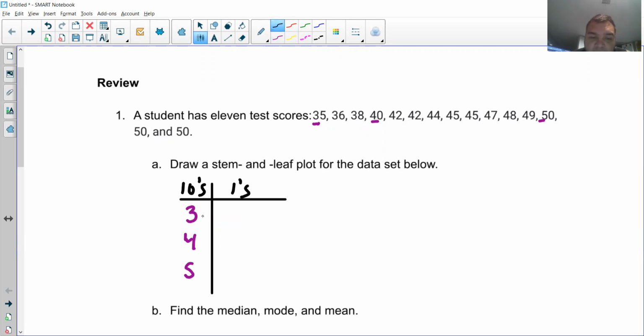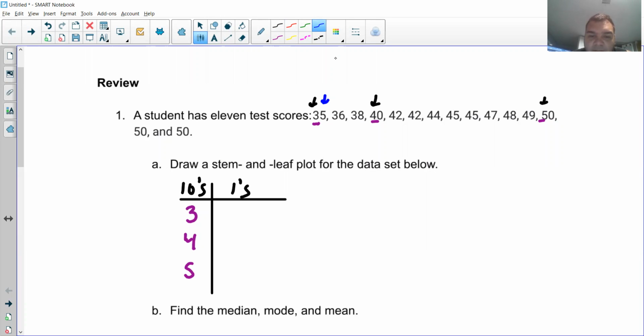Either way, I'm going to put in my tens place all the tens I see. So I see a 30, I see a 40, and I see a 50. I don't see any other ones, so I'm not going to put any other ones. After I do that, I'm going to place the ones in order. Now the data here is in order, and I'll probably give it to you in order just to save you time. So you want to go from least to greatest.